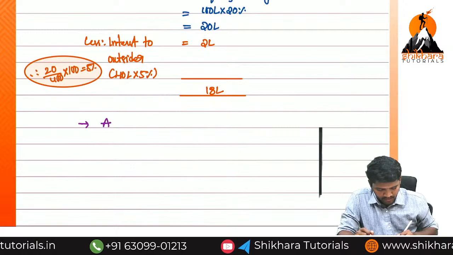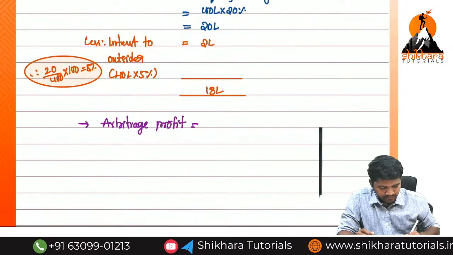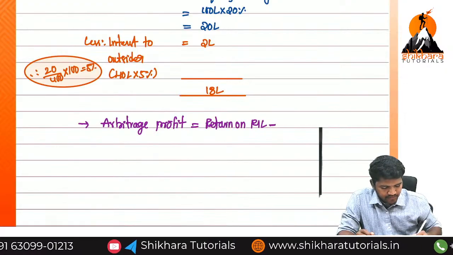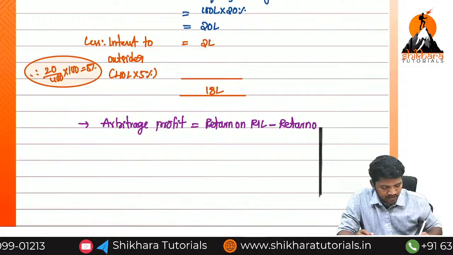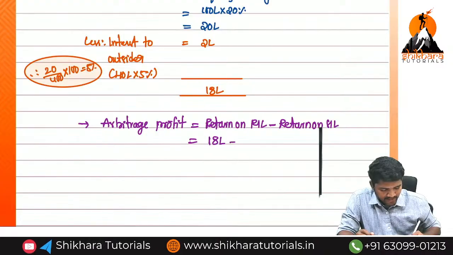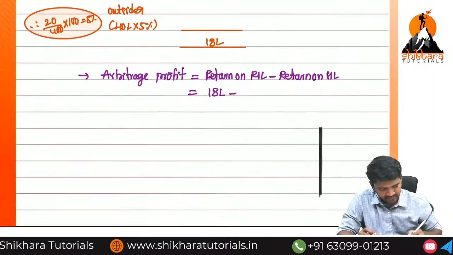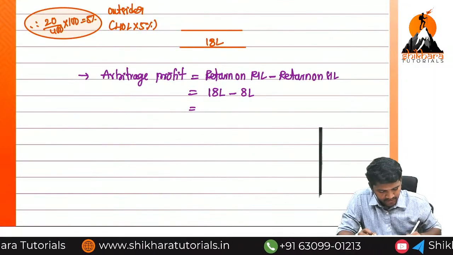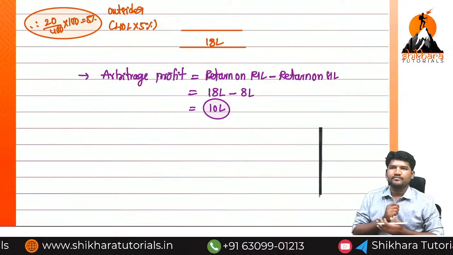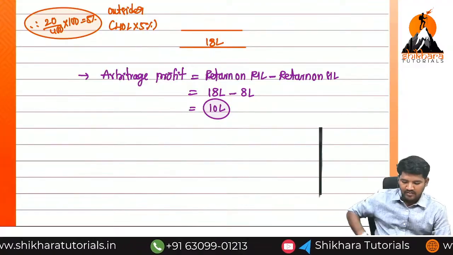So next step, arbitrage profit. Return on RIL minus return on SIL. Now what is the return on RIL? 20 lakhs or 18 lakhs? 18 lakhs, very, very important. Now what about the return on SIL? 8 lakhs. Now how much extra benefit will you receive? 10 lakhs. This is called arbitrage gain or arbitrage profit. If you do not follow the assumption, you will not receive that much. Are you clear? Done. This is the presentation.